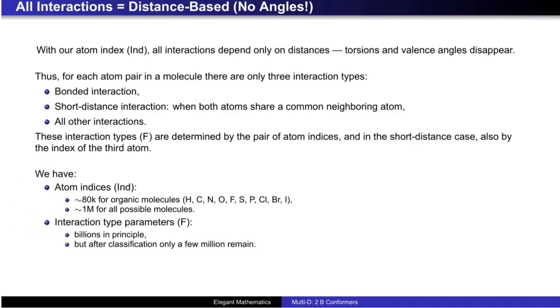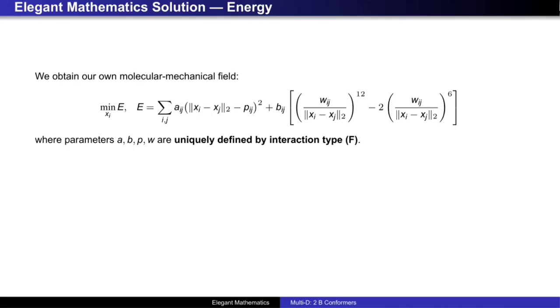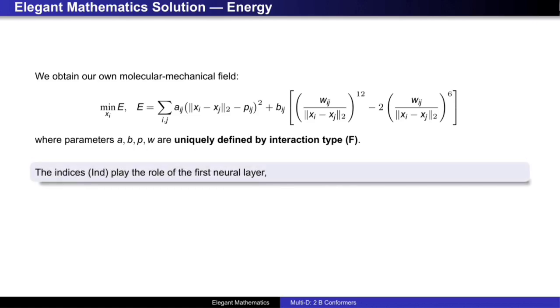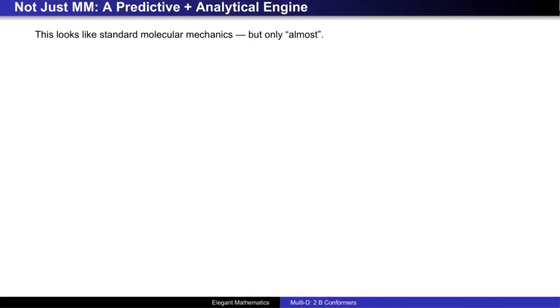We have first atom indices, around 8,000 for organic molecules and around 1 million for all possible molecules. And second, we have interaction type parameters, billions in principle, but after classification only a few million remain. We obtain our own molecular mechanical field, where parameters A, B, P, W are uniquely defined by interaction type. The indices play the role of the first neural layer, and the interaction types form the second layer with parameters. This looks like standard molecular mechanics, but only almost.